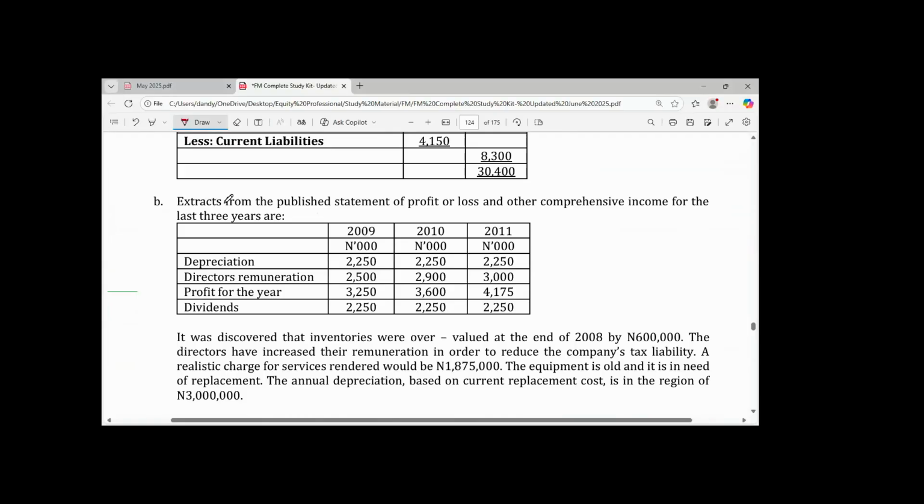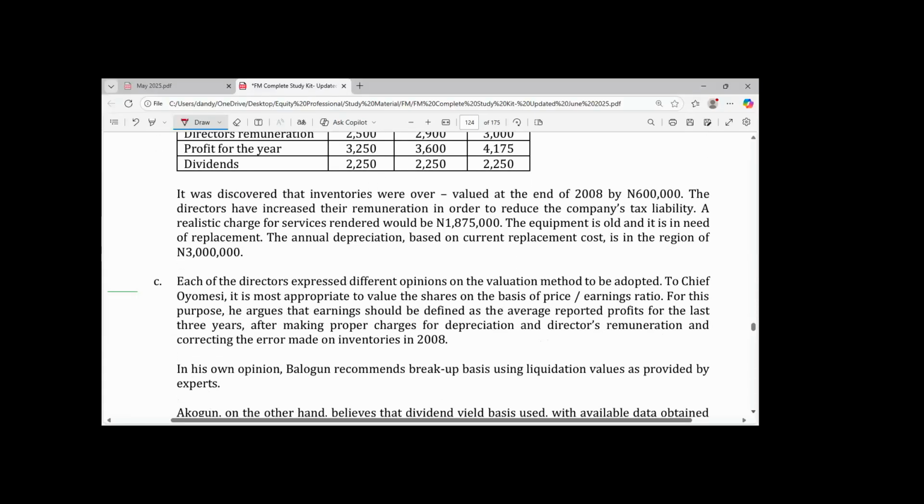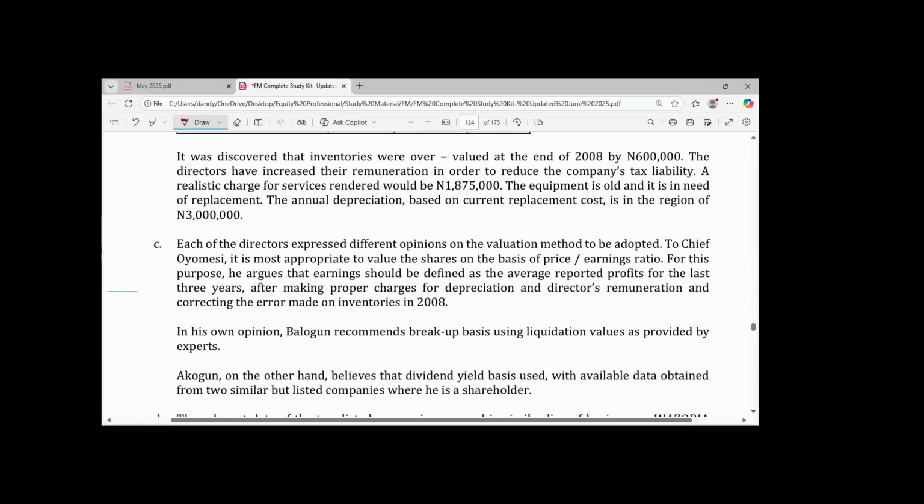Extracts from the published statements of profit or loss and other comprehensive income for the last 3 years are as follows. It was discovered that inventories were overvalued at the end of 2008 by 600,000 naira. The directors have increased their remuneration in order to reduce the company's tax liability. A realistic charge for services rendered would be 1,875,000. The equipment is old and it is in need of replacement.